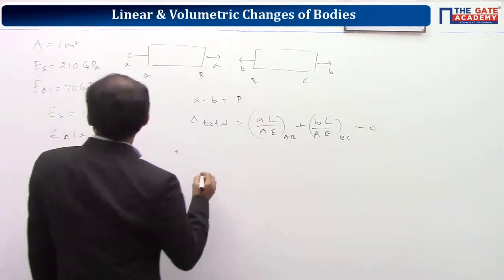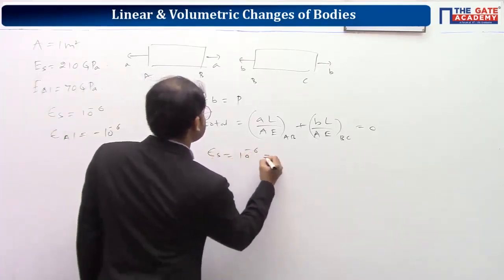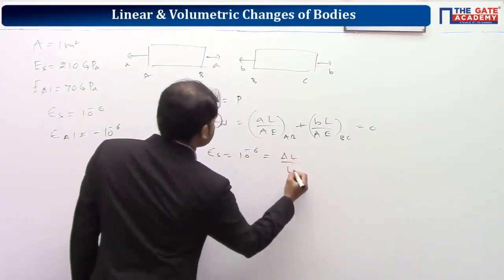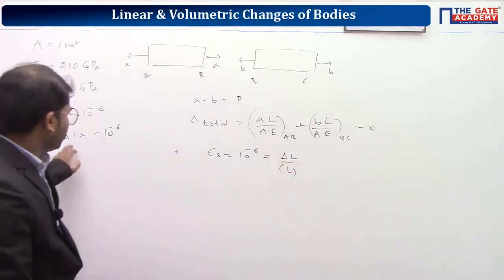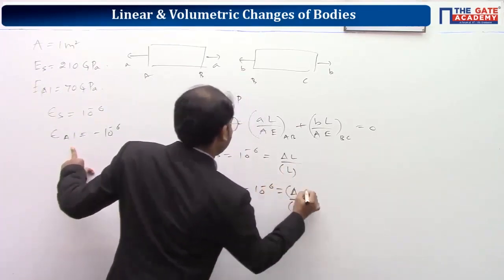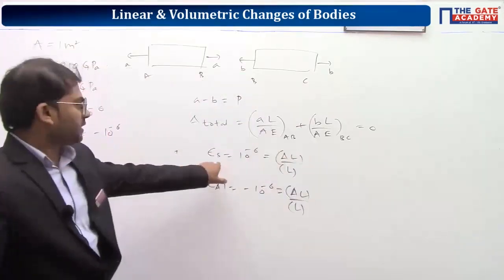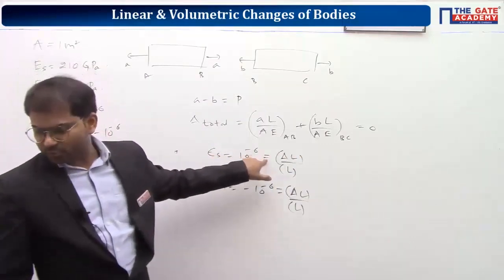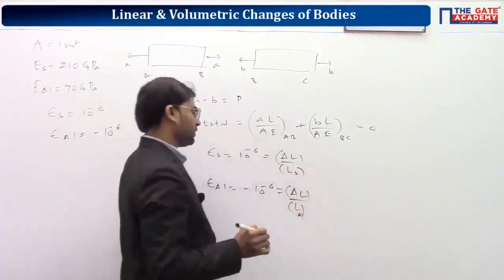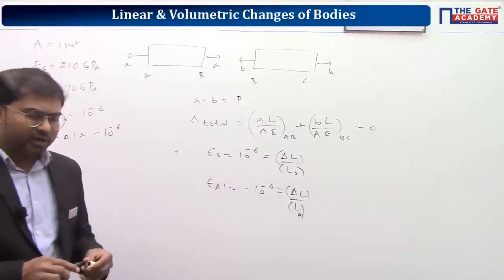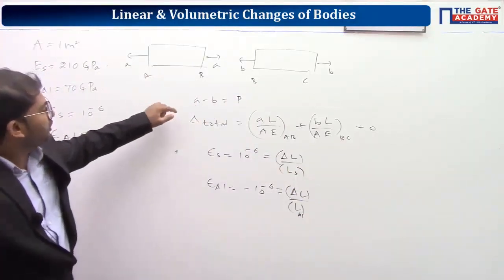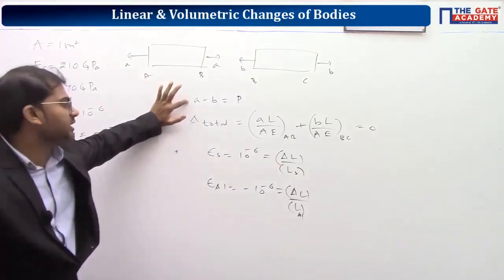So here strain of steel is 10 power of minus 6. It is nothing but change in length of the steel by original length of the steel. And strain of aluminium is minus 10 power of minus 6, equal to change in length of aluminium by original length. So this gives us change in length of steel is 10 power of minus 6 into L by 2, because length of the steel is L by 2. Length of aluminium is also L by 2, so both have the same length. So elongations will also be of the same magnitude but opposite sense. But in this one you have to get the value of force P, so we should get it in terms of forces small a and small b.